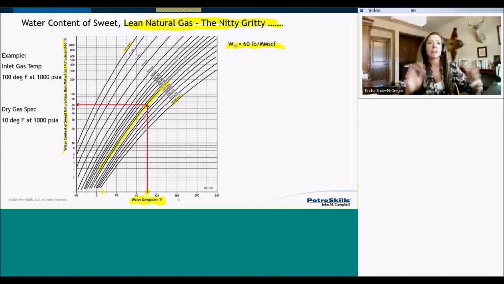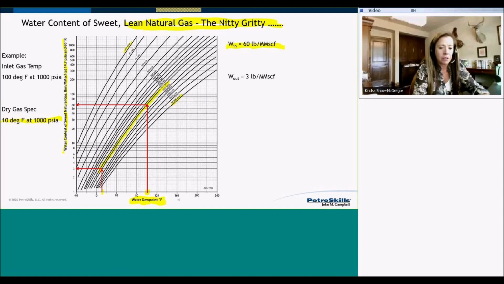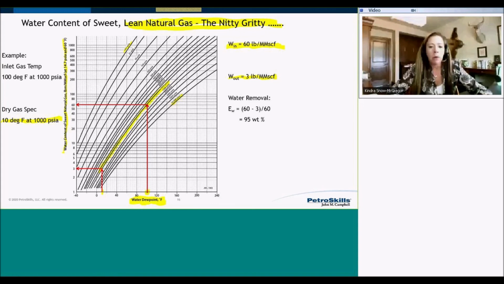Let's say I need to meet a dry gas spec of 10 degrees Fahrenheit at 1,000 pounds. I come down, find 10 degrees Fahrenheit, draw my line up to my pressure, draw the line straight over, and I know I need to meet a 3 pound per million water dew point spec. We just saw that's a very common specification for the Northern Rockies. Let's say I wanted to know how much water I need to remove in terms of a percent, or water removal efficiency, for this given TEG dehydration application. I simply take 60 pounds per million minus 3 pounds per million, so in minus out, divided by the total, and I see I need 95 weight percent water removal efficiency.